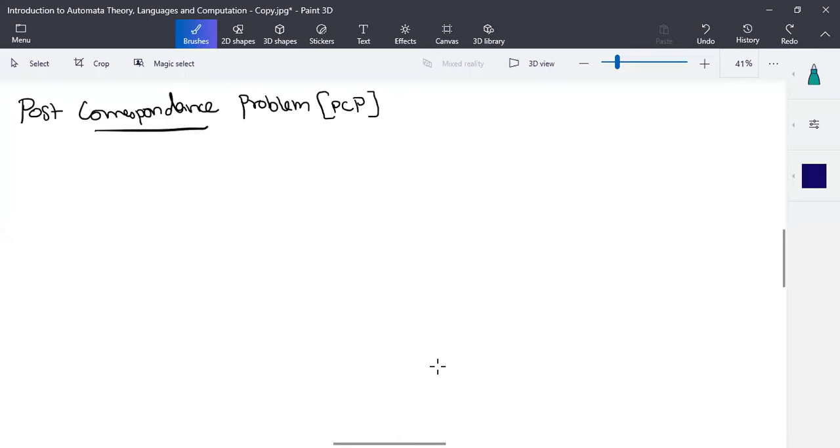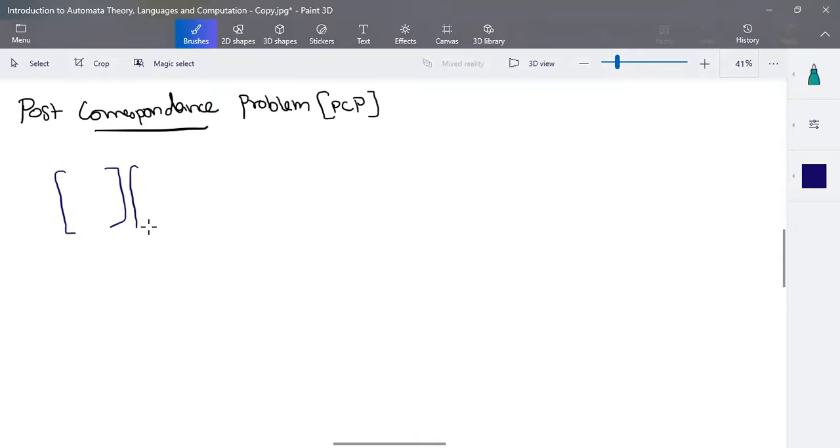Hello everyone. In today's session, we are going to discuss the post-correspondence problem. The post-correspondence problem is a normal puzzle problem where you'll be having two sets of elements. It is called a domino. A single set, we call it a domino. It is arranged in a pattern where you have a numerator and a denominator, something like this.